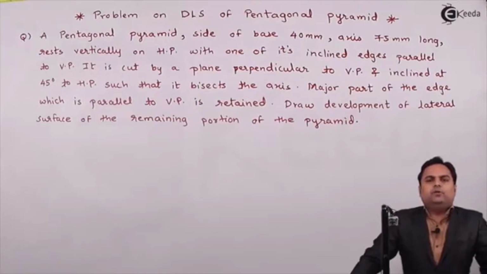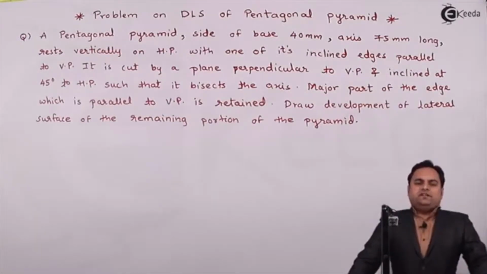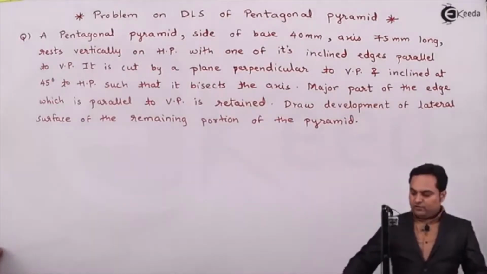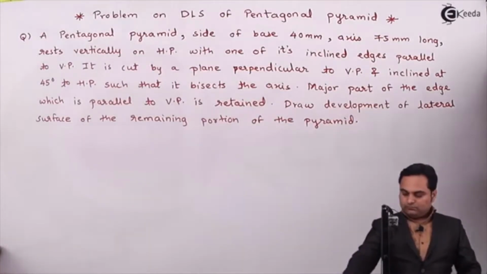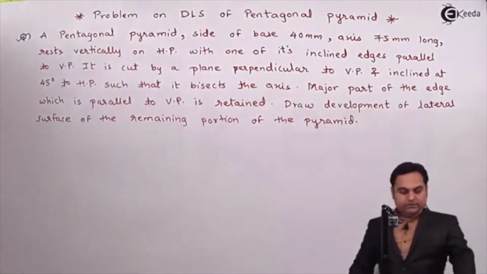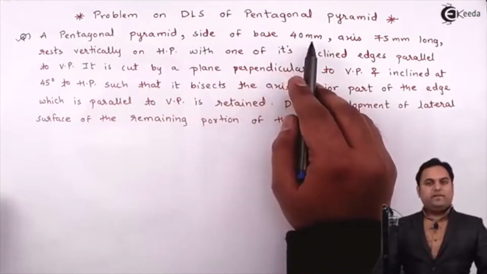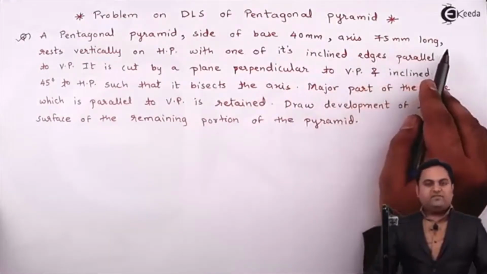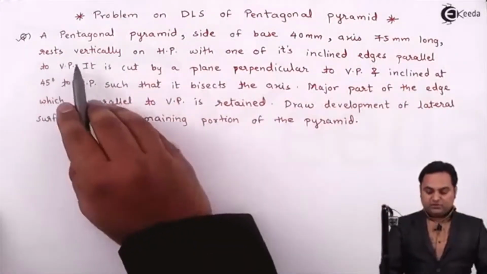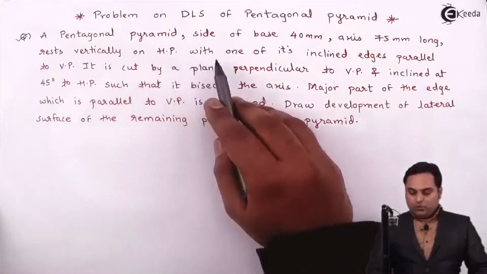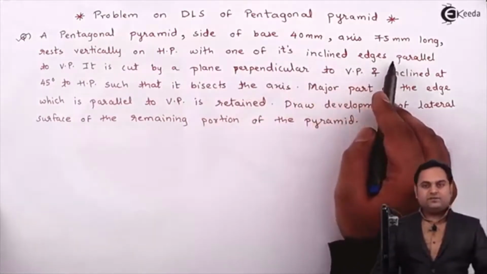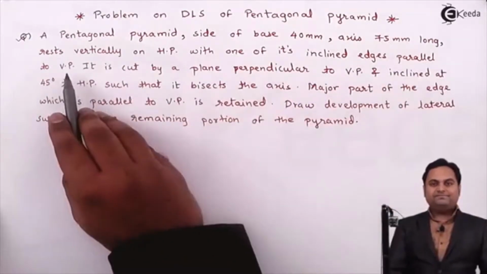We are going to see a problem on development of lateral surface of a pentagonal pyramid. For that, here we have a question. A pentagonal pyramid, side of base 40 mm, axis 75 mm long, rests vertically on HP with one of its inclined edges parallel to VP.